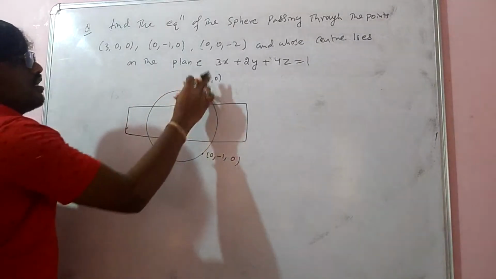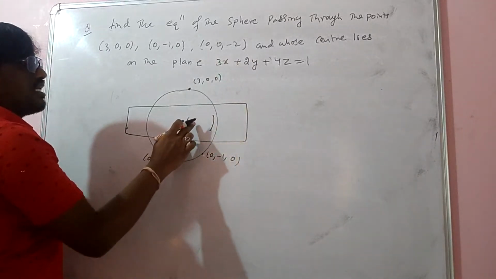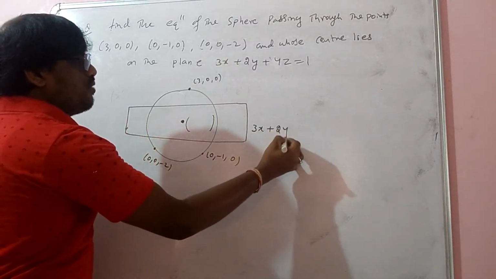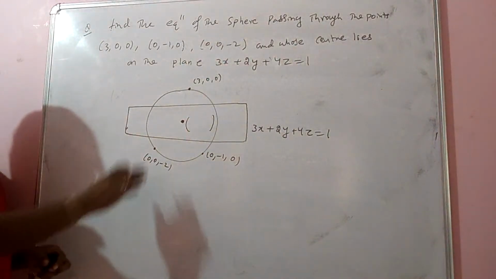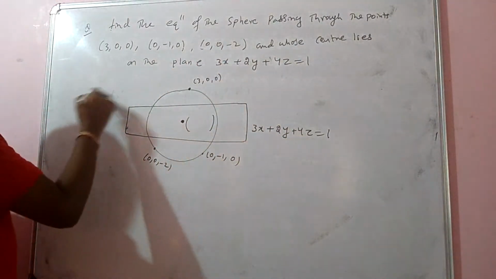And what they say is that the center of the sphere is lying on this plane, 3x + 2y + 4z = 1. Now you have to find the equation of the sphere. That is what you have to do. So generally, what is the equation of the sphere?